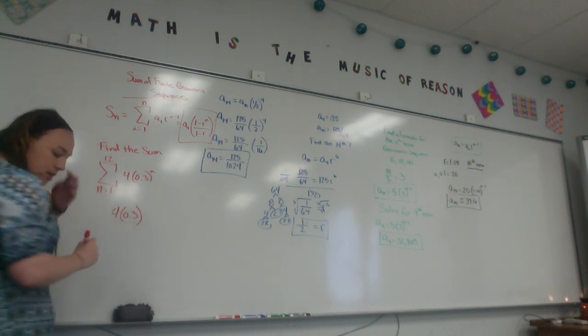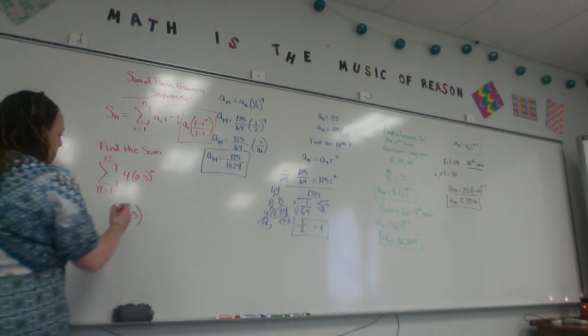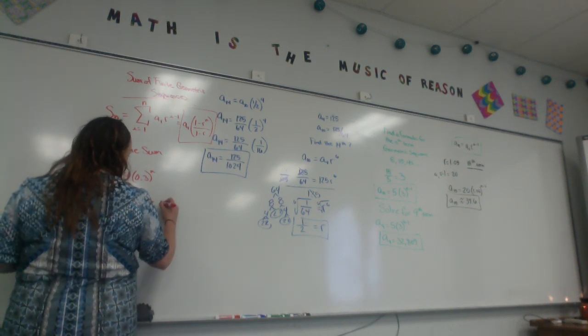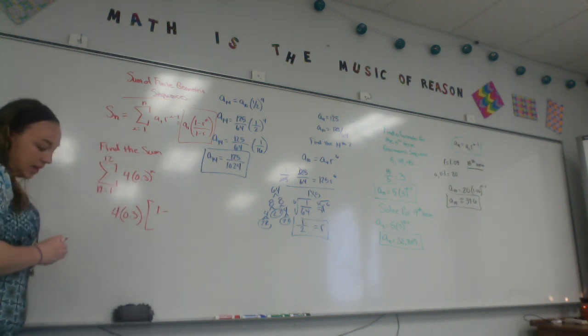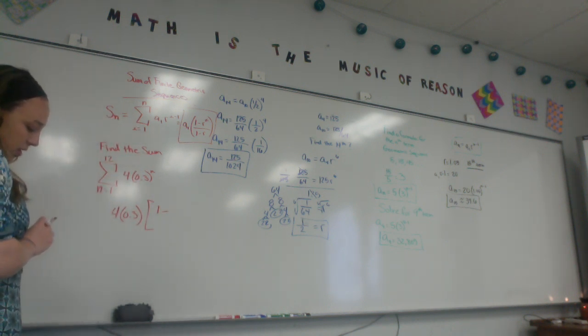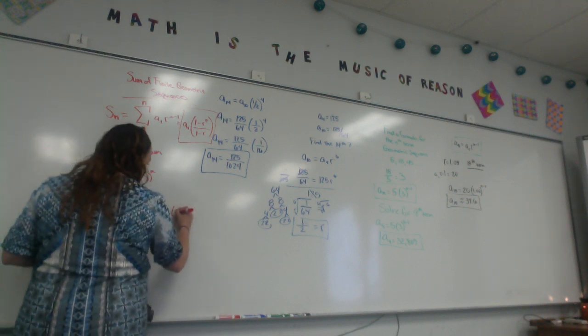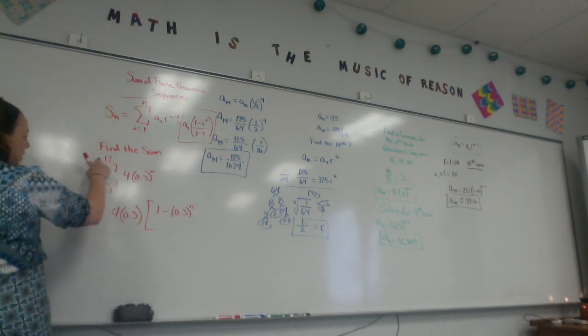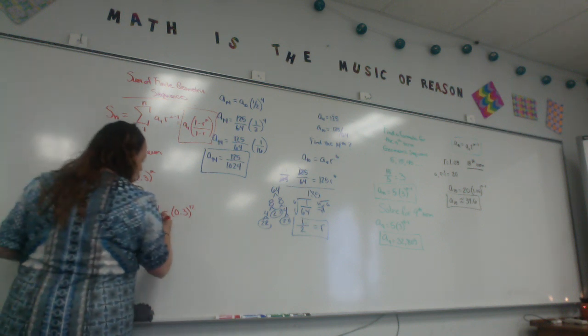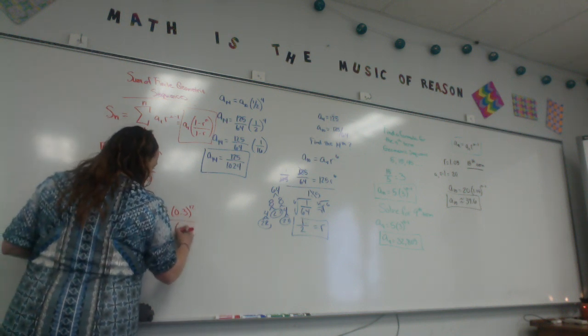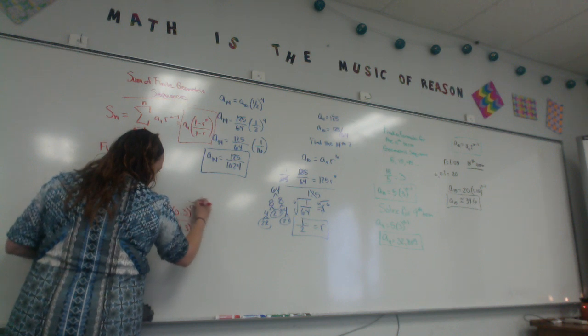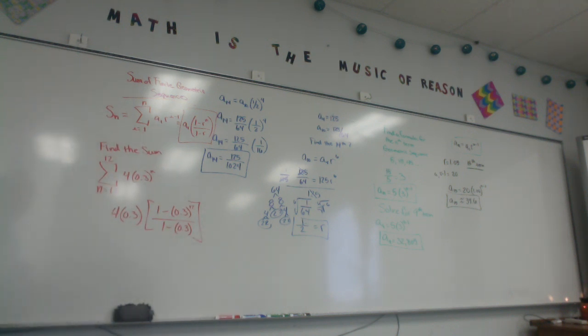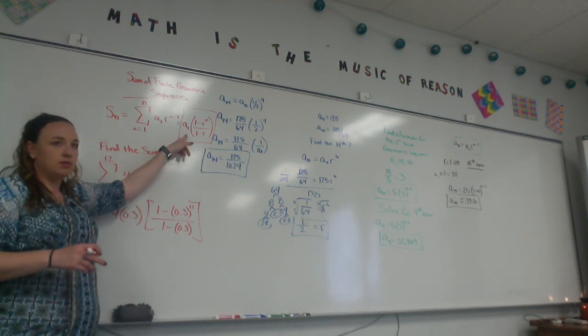brackets, because we already have parentheses, 1 minus, what's your ratio again? 0.3 to the 12th power, because that's my n in this case. I'm looking for 12, that's the number I'm looking for, over 1 minus 0.3. So I just plug those numbers in. If you know what these numbers stand for, you literally just plug it into this equation here.